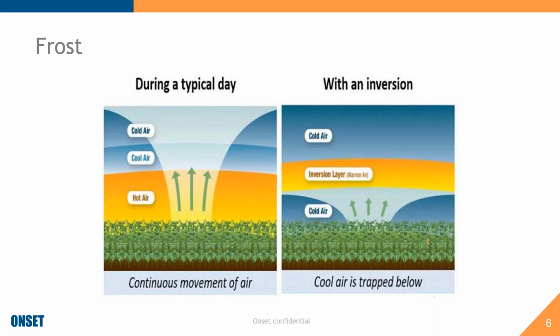In situations where you get this cold air trapped by a warm air layer right above it, that's known as an inversion. Typically you see the height of that cold air column to be around about 30 feet in height, and it can extend up to about 200 feet.